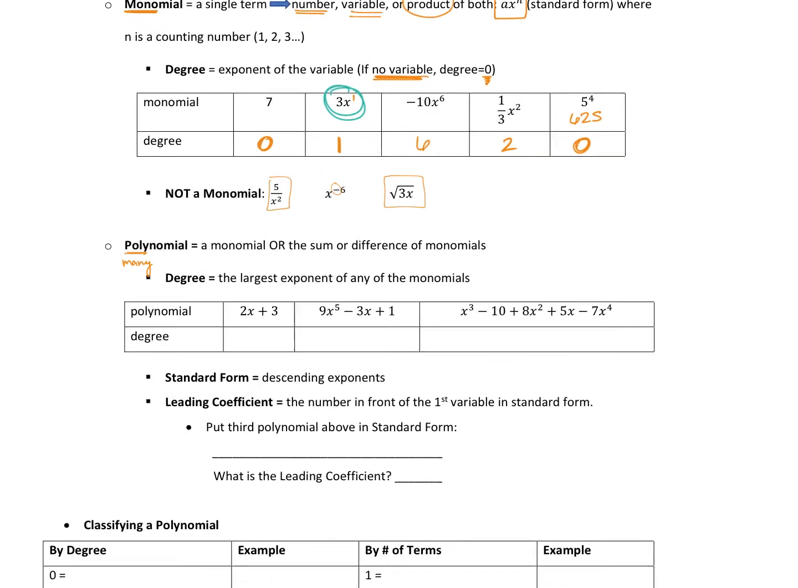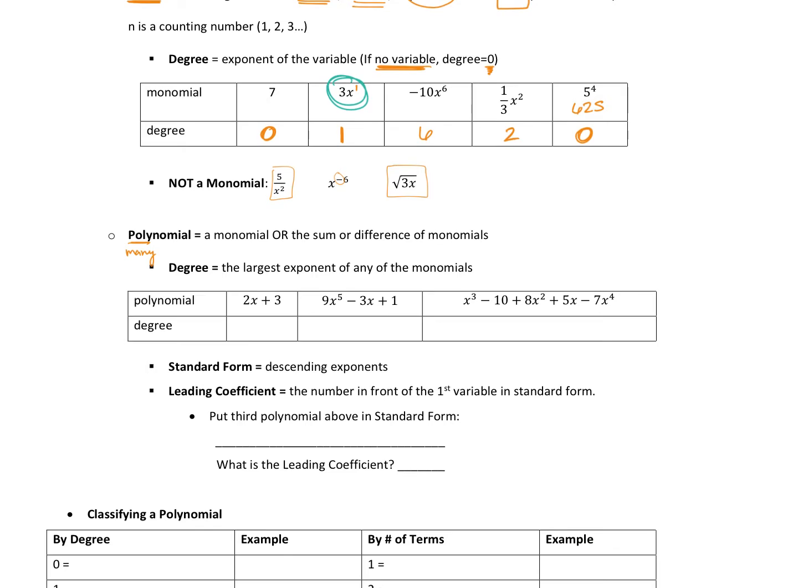But we would not say that 2x plus 3 is a monomial, right? That's not one term. That's two terms that we're adding together. So that is a polynomial. How it works with polynomials and degrees is the degree is the largest exponent of any of your monomials. So if you take all of your monomials and you look at their exponents, the biggest one, the biggest power is your degree of that.